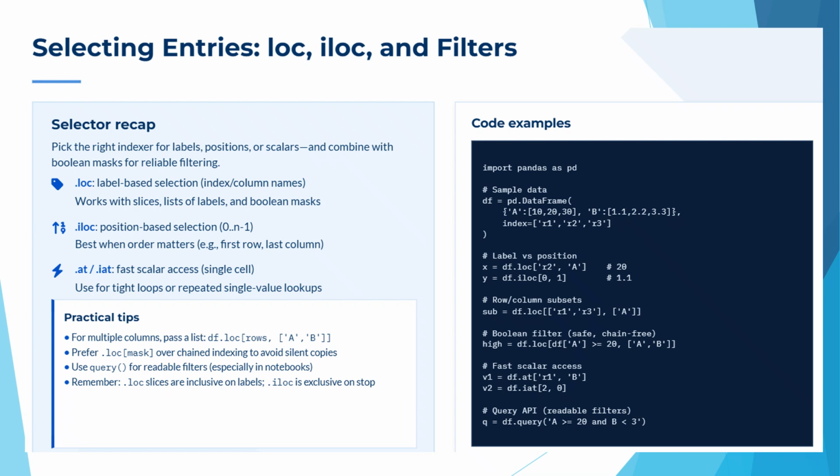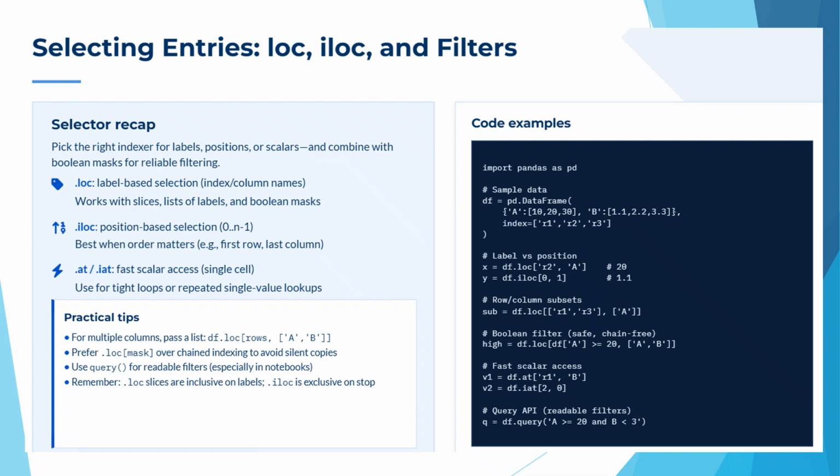Understanding when to use label-based selection, position-based selection, or scalar access methods is important for writing clean and reliable code. Additionally, combining these indexers with Boolean masks enables powerful filtering operations, allowing us to extract only the data that satisfies certain conditions, which is a common requirement in data analysis tasks.